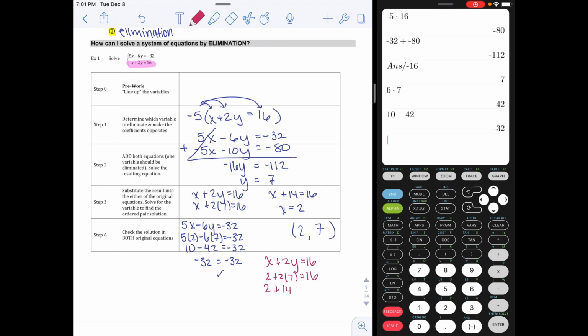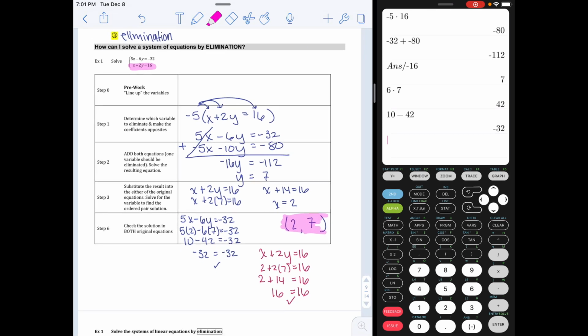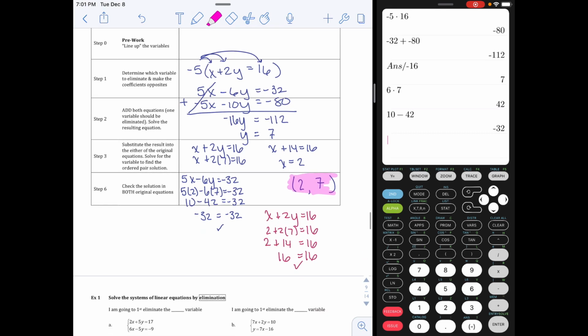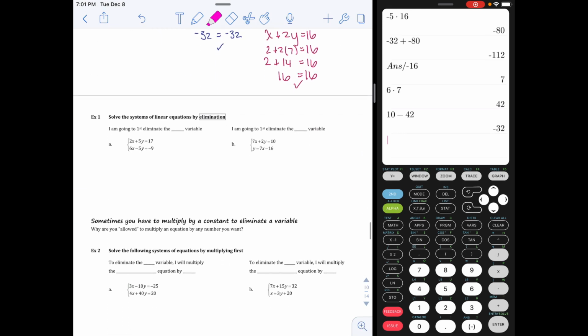When I get 14, and look at that, 16 is equal to 16. So that means my answer is correct. Also, I could graph this in Desmos and notice that that is their point of intersection, okay? So make sure you check your work. All right, let's jump into some examples then.